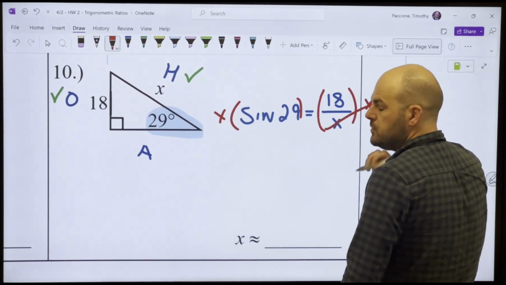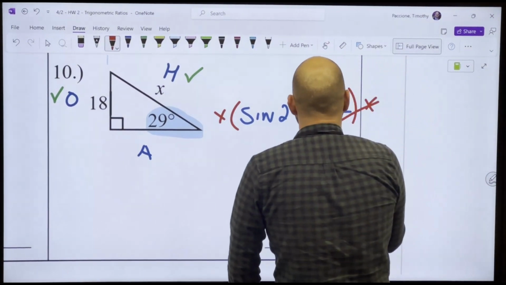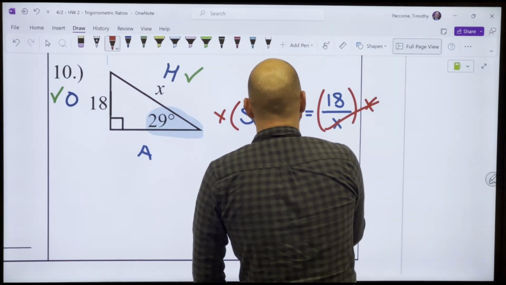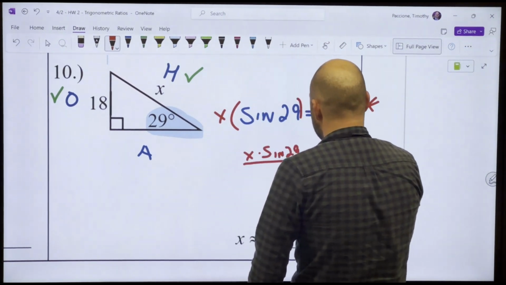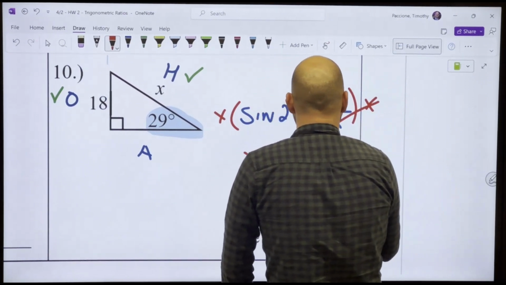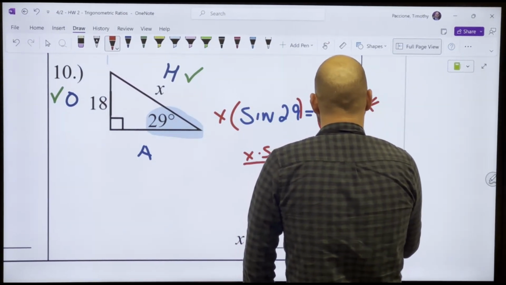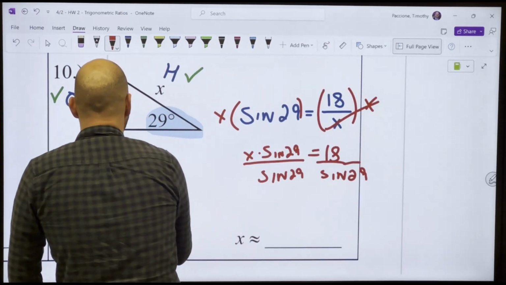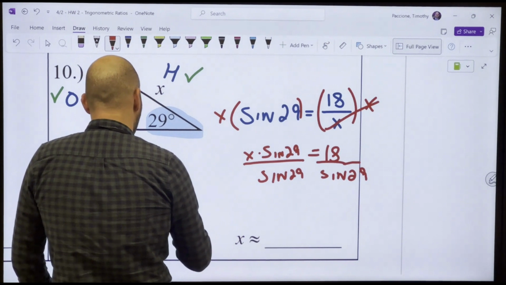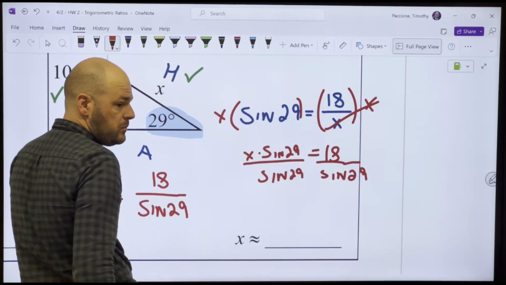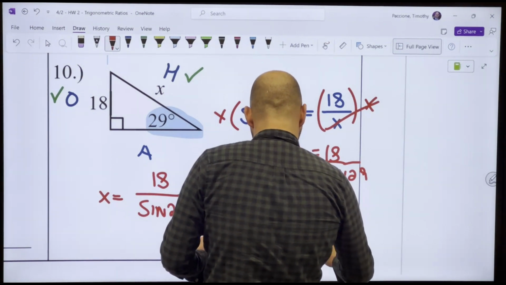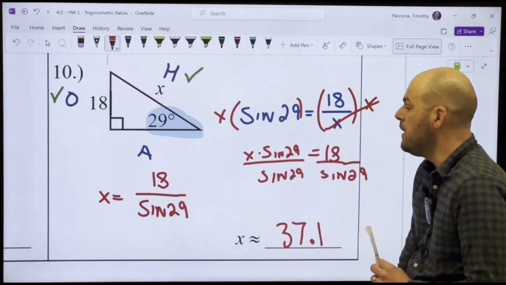These x's cancel. You get 18 equals x times the sine of 29. And then you divide by sine of 29, sine of 29. And you end up with x equals 18 divided by sine of 29, which is what? 37.1.